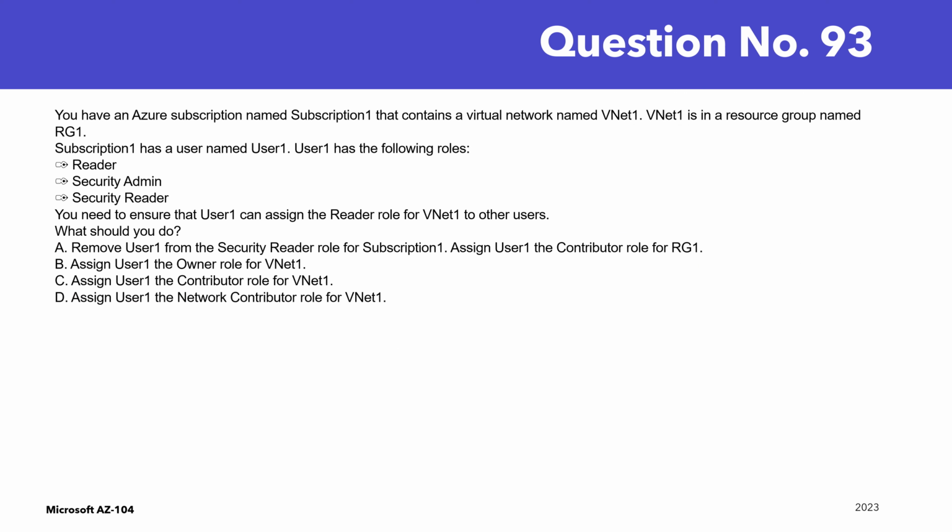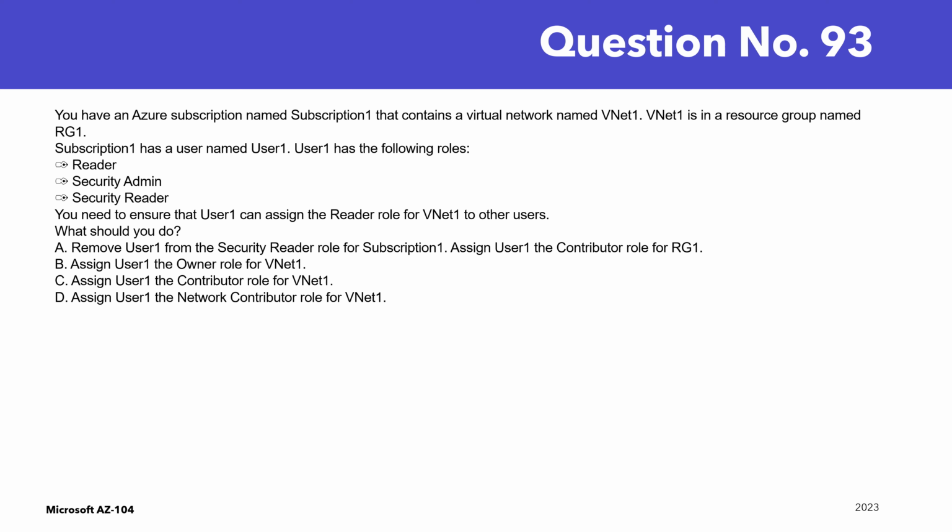You have an Azure subscription named Subscription1 that contains a virtual network named VNet1. VNet1 is in a resource group named RG1. Subscription1 has a user named User1. User1 has the following roles: Reader, Security Admin, Security Reader. You need to ensure that User1 can assign the Reader role for VNet1 to other users.